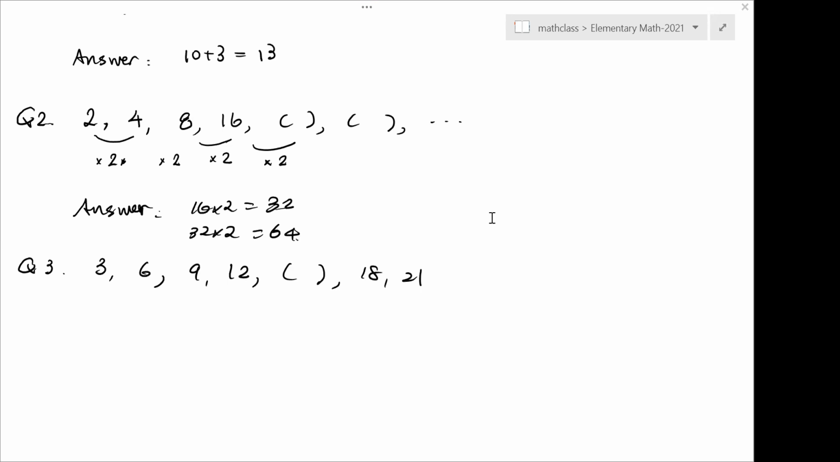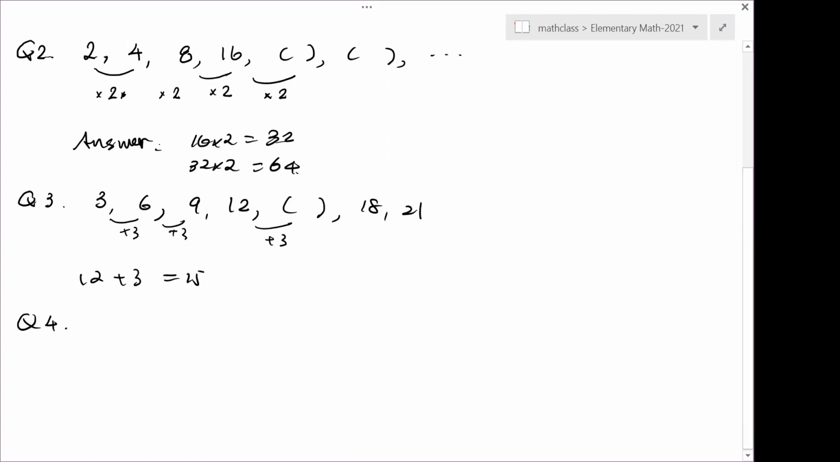Great. Thank you. So the pattern here, you can see, is that you add 3 each time to the previous number. So that's 12 plus 3, that's 15. Great. All right, next one: 2, 6, 18, and that number is missing, 162.